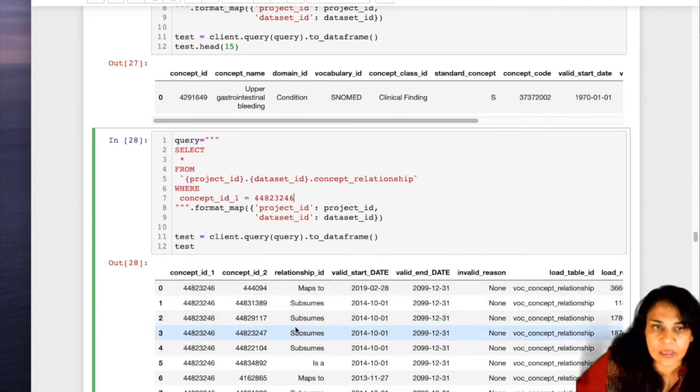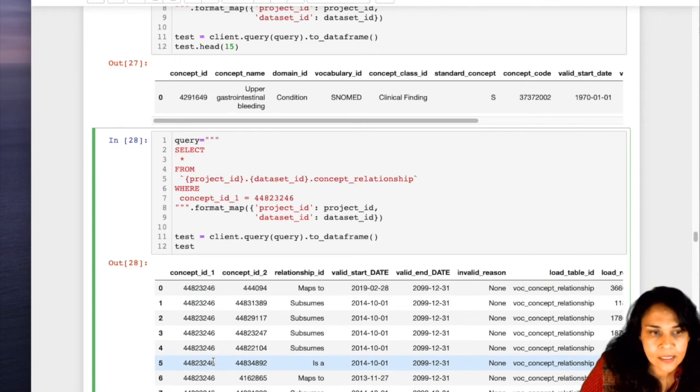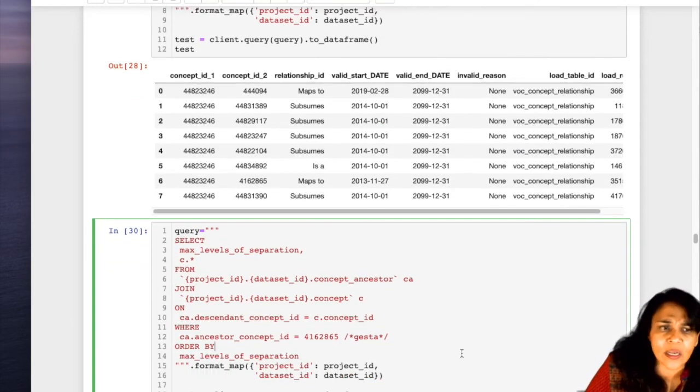Subsumes basically means it's a parent of, and "is a" means it's a descendant of, right? Okay, this is just another query that actually came up.